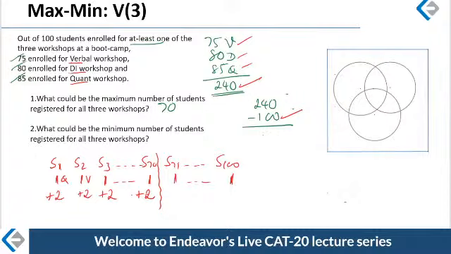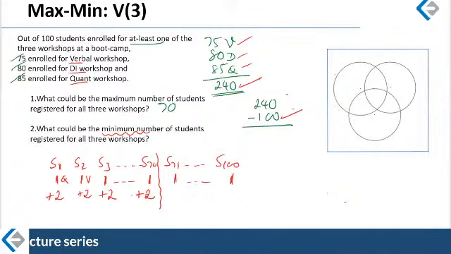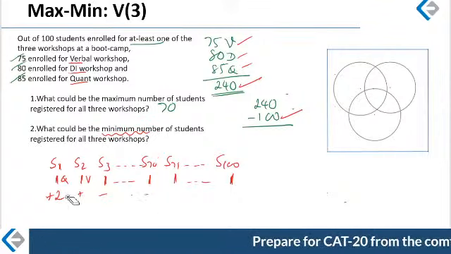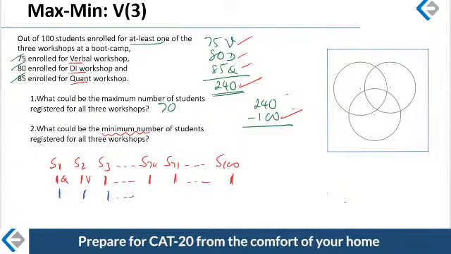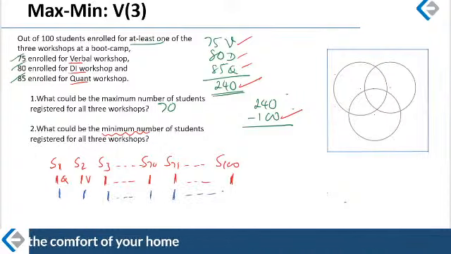Second one, what could be the minimum? Opposite of this, he's asking the minimum number of students registered for all the three workshops. What could be the minimum? So how do I do the minima here? In the second round also you give one more to all the kids. This is the idea, guys. Second round also you give one more.